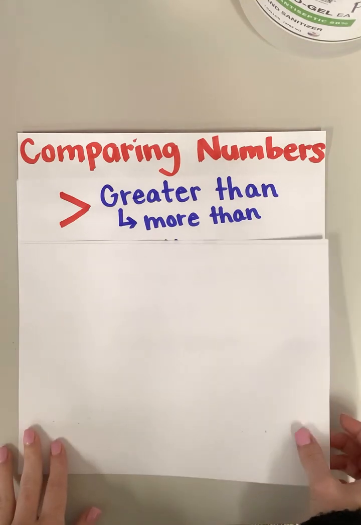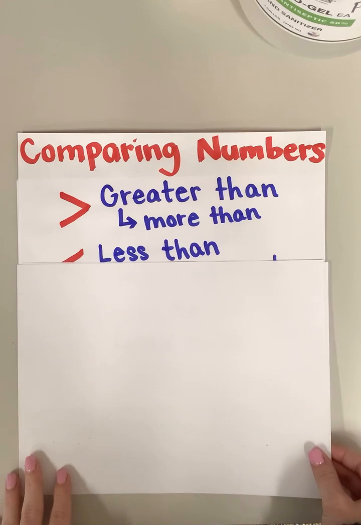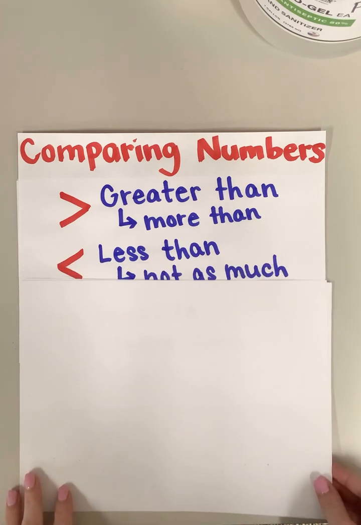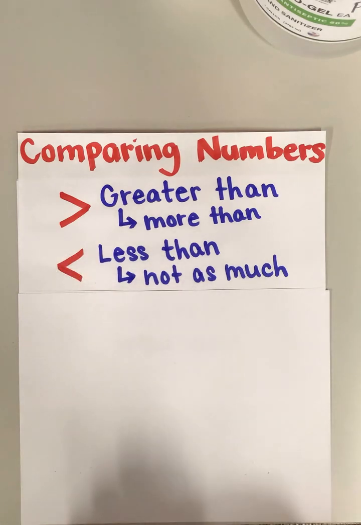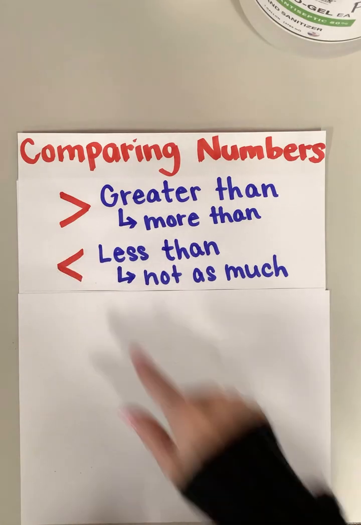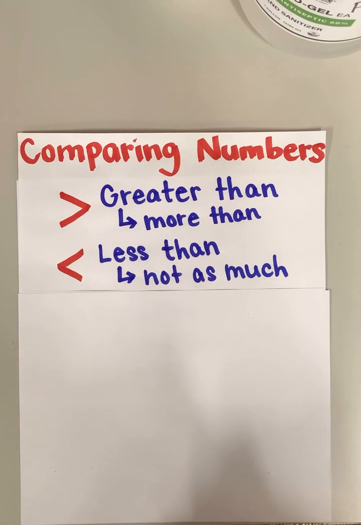The second sign we use to compare numbers is less than. Less than means not as much, and the sign is opposite. It's going that way. Remember, we can use that L and turn it sideways to make the less than sign. Can you trace that sign with your finger or make it with your arms?